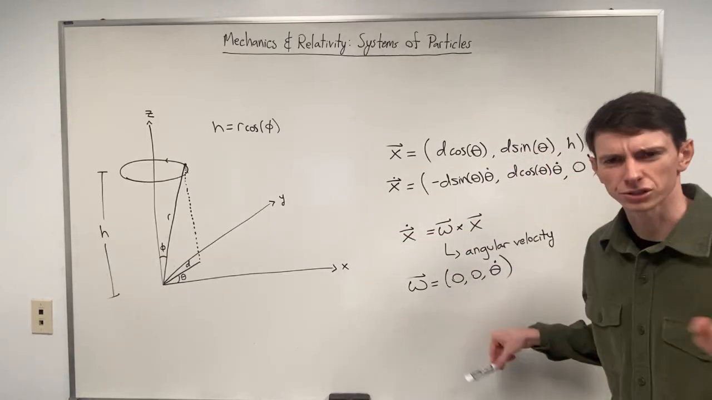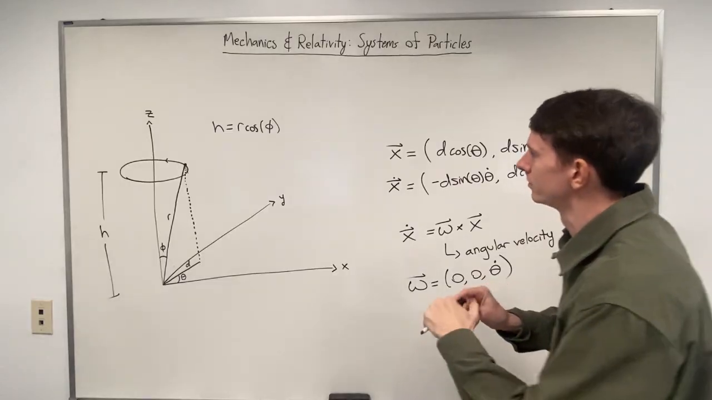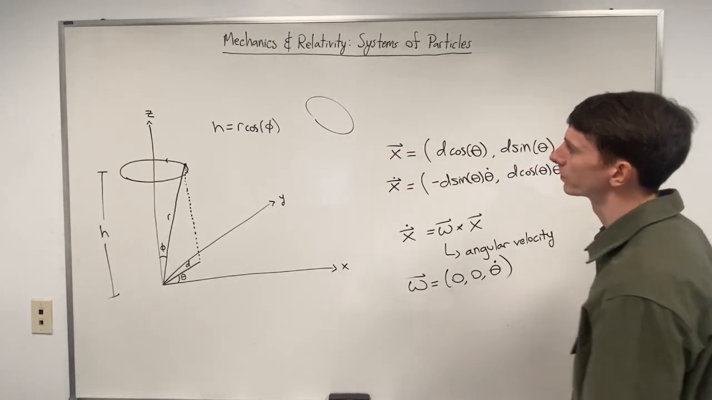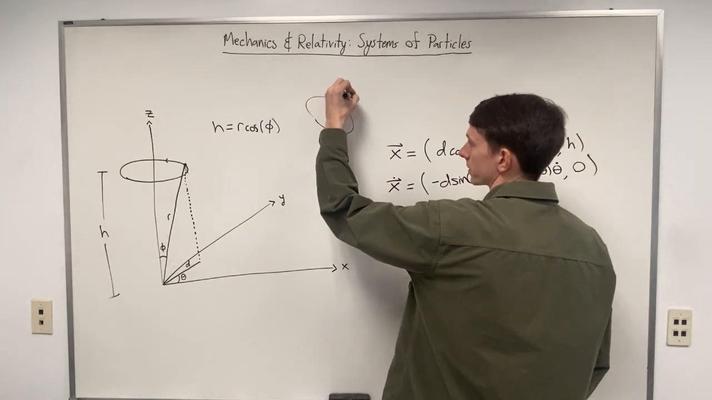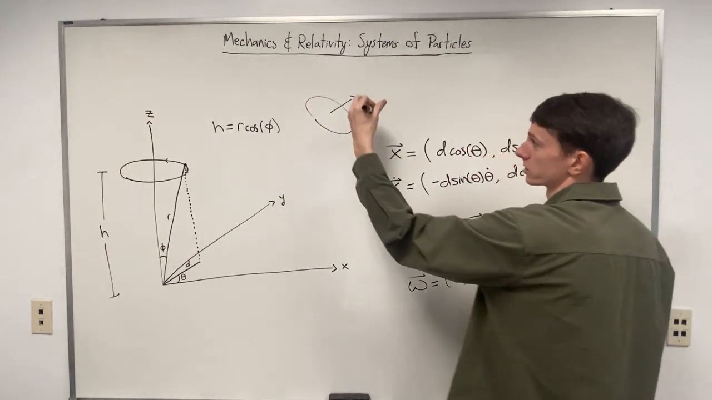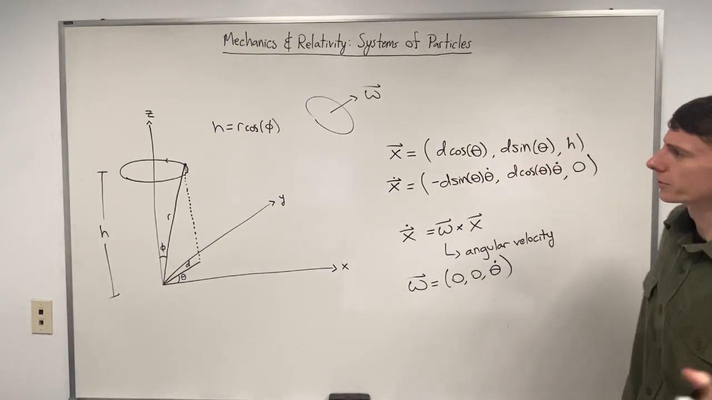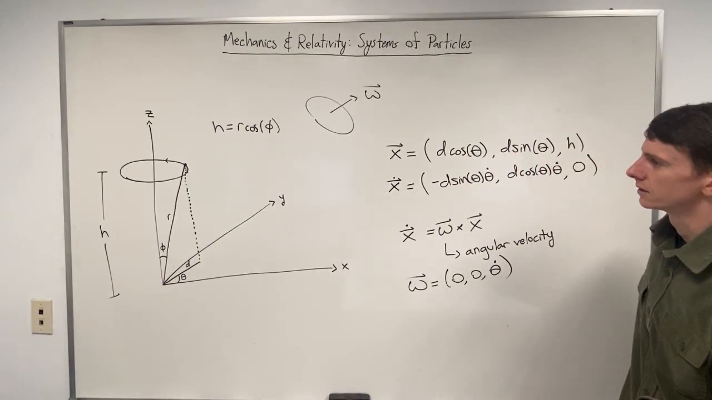Okay? So to maybe just not put so many words on that, if I had a circle that's off at some angle, the angular velocity vector would point perpendicular to that. Okay. So hopefully that makes sense.